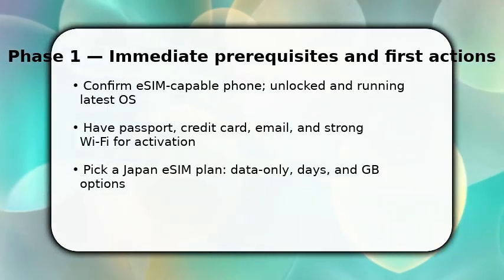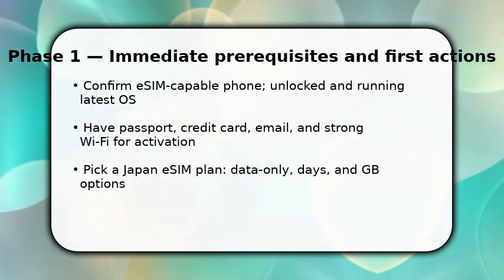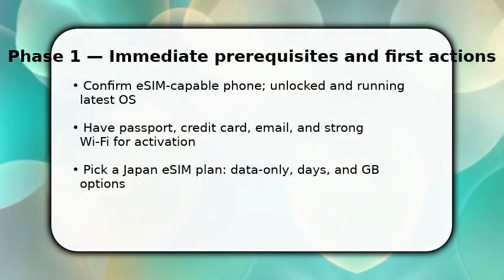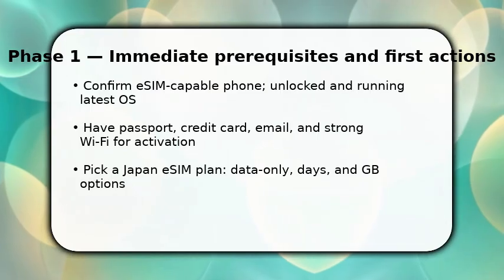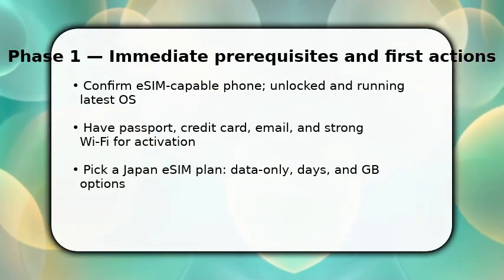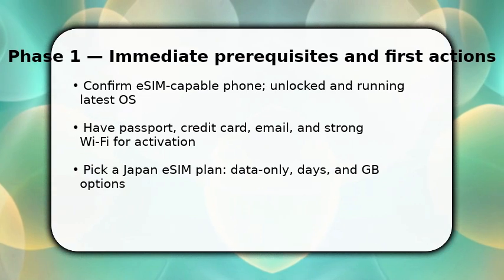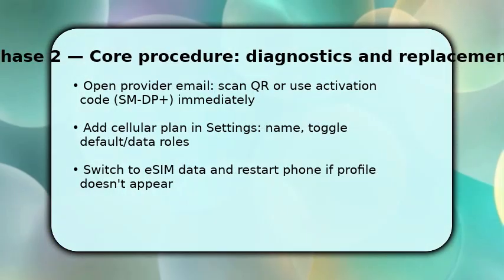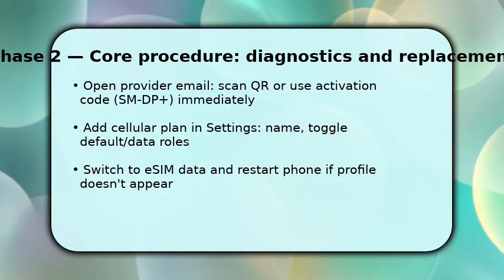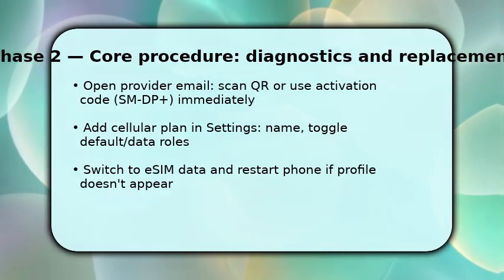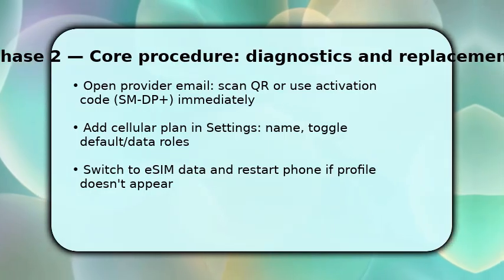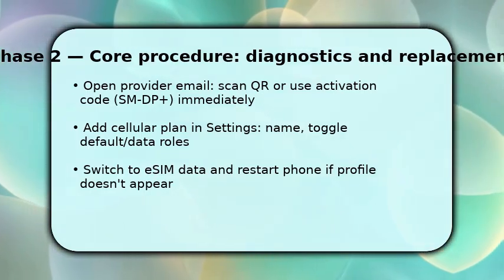Next, purchase the eSIM using your passport and card. Keep the confirmation email open. Make sure you are on reliable Wi-Fi for the next step, because downloading a profile over cellular can fail or waste data. You'll install the eSIM by scanning the provider QR code or entering the SMDP Plus activation code. This is the secure method carriers use, and it ties the plan to your device.